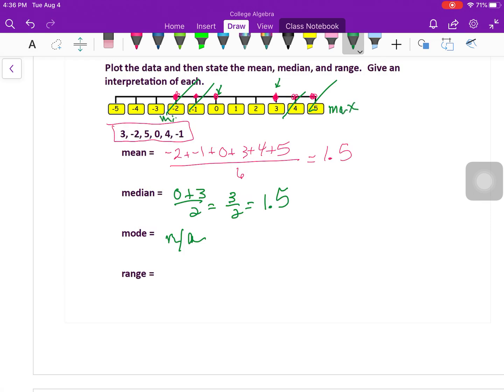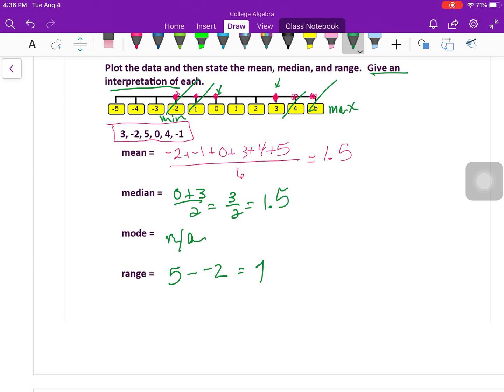We're not going to leave it blank because blank tells me you don't know what a mode is. Saying the mode is not applicable means there is not a mode. And the range is taking my maximum minus my minimum. I can see right here my max was 5 and my min was -2. So I take 5 minus a -2, which gives me 7, which means there are 7 units between my smallest and my largest piece of data.